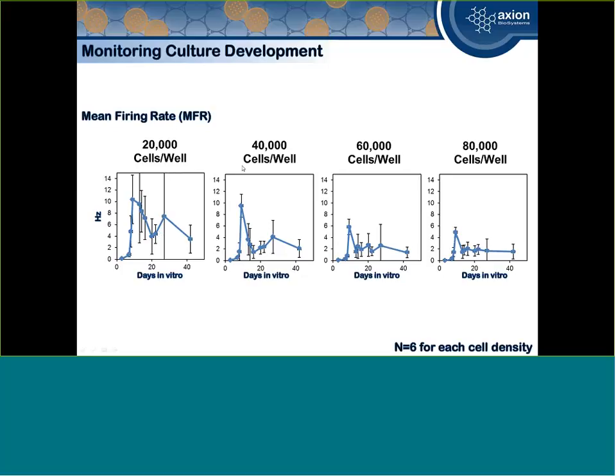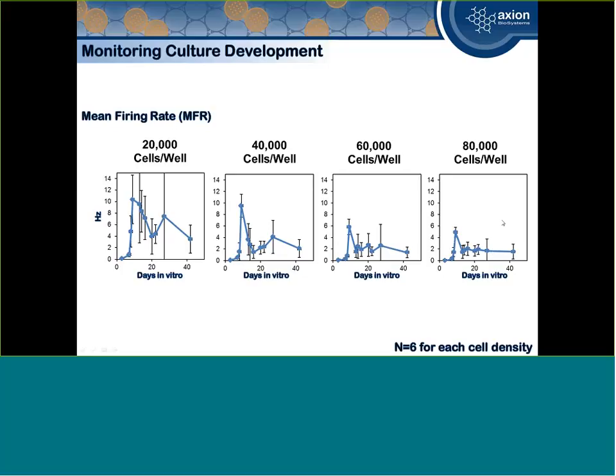But as the cell density increases, what we found was this variability that we're seeing at the lower densities fades away, and they become much more regular, where at 80,000 cells, by day 13, there's very little change in this particular metric over the course of the next 2 months.